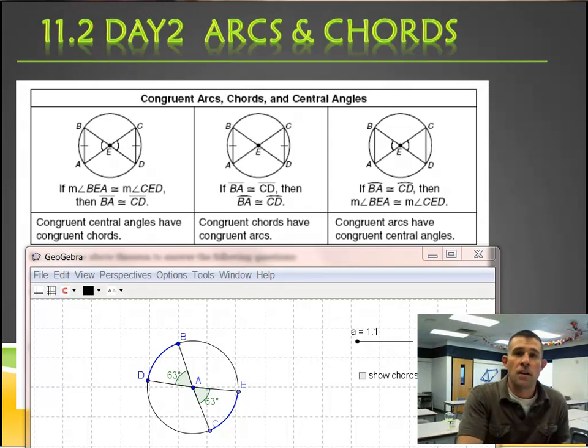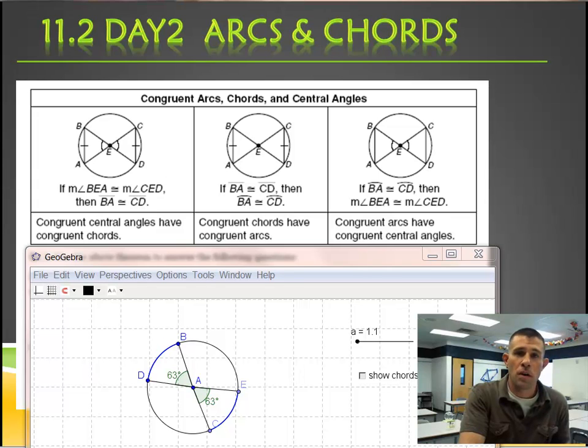Today we're going to take a look at 11.2 day 2, and we're going to explore further some chord measurements. Now, a chord, before we get going, and remember, is a line segment whose endpoints are on the circle. And an arc, remember, is just an unbroken part of the circle. So a quick definition before we jump in.